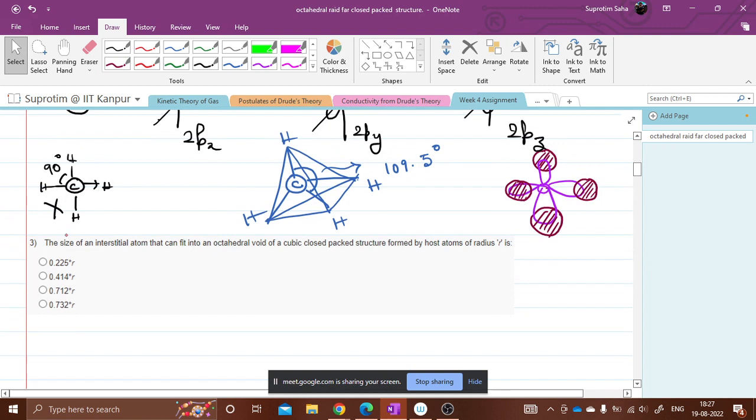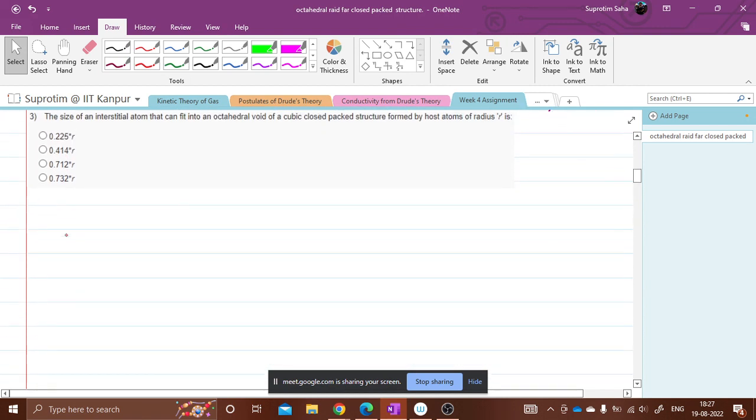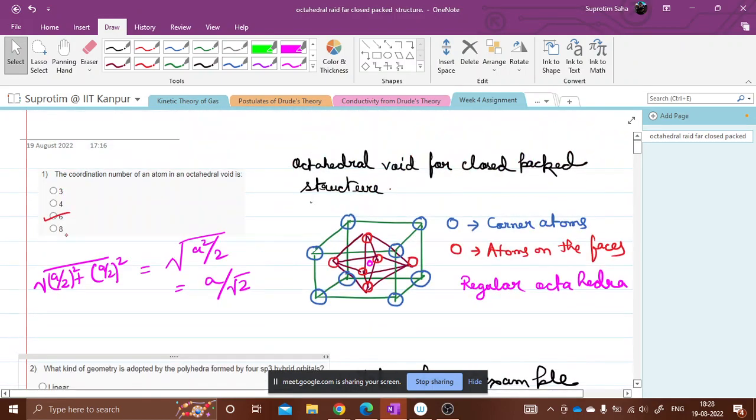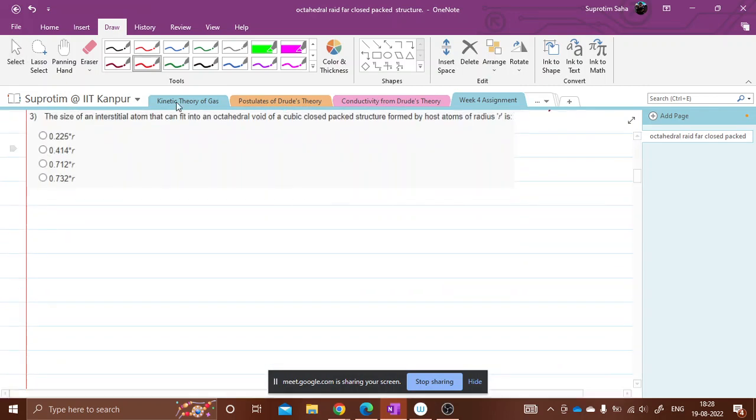All right, the next question is: the size of an interstitial atom that can fit into an octahedral void of a cubic close-packed structure formed by host atoms of radius r. Right, so that is one question, and that is what you are going to answer. Just think about this. Let me draw it again.